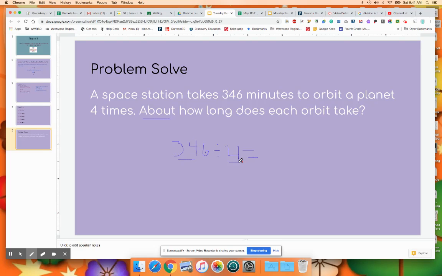Then I'm going to start thinking 320 and 346. 320 is how many away from 346? That's 26, right? And 360 is only 14 away from 346. So I'm going to go with 360.